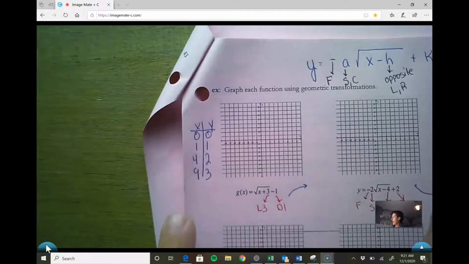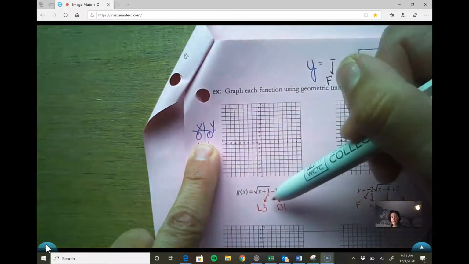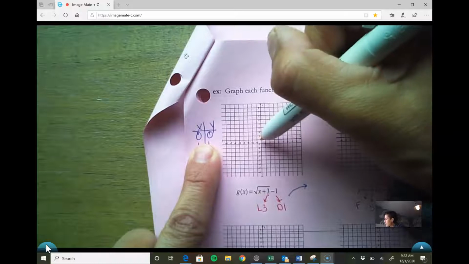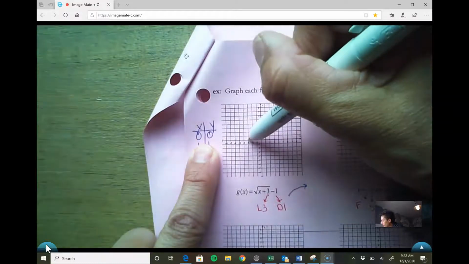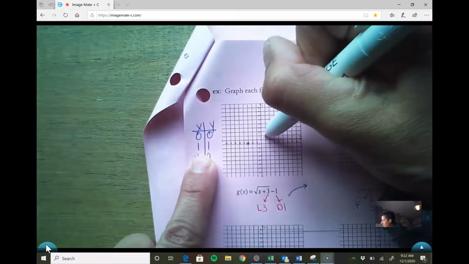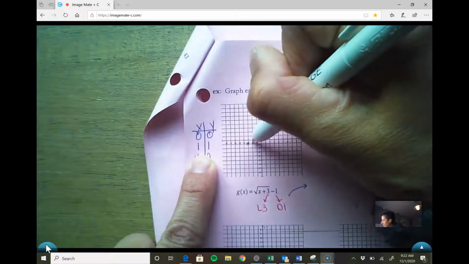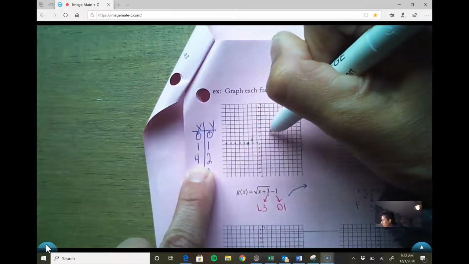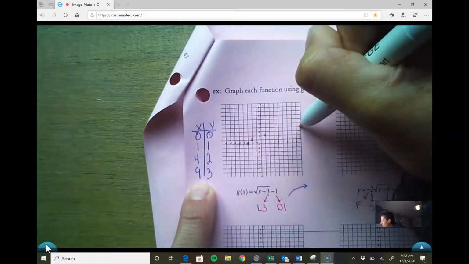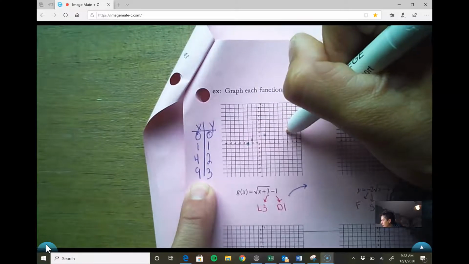I just need to go to 0, 0, and put my point on there, and then move it left 3, down 1. So that's all I'm going to do. Go to 0, 0, and move it left 3, and down 1. And it goes right there. And 1, 1, same thing. Left 3, down 1. And 4, 2, we'll go left 3, down 1. And our last one of 9, 3, we'll go left 3, and down 1.